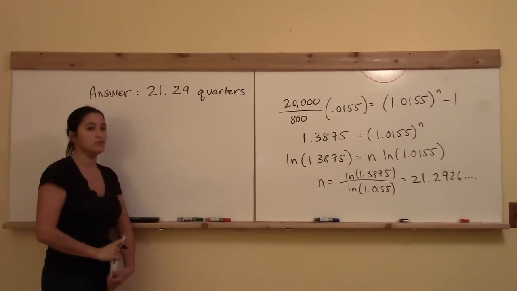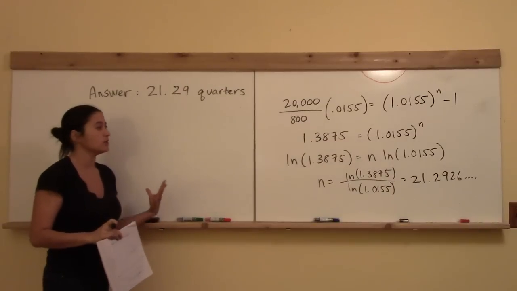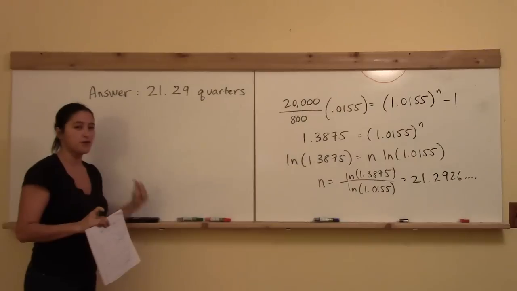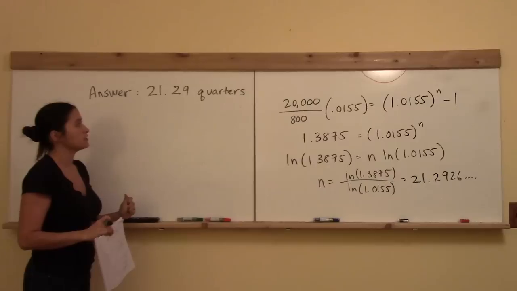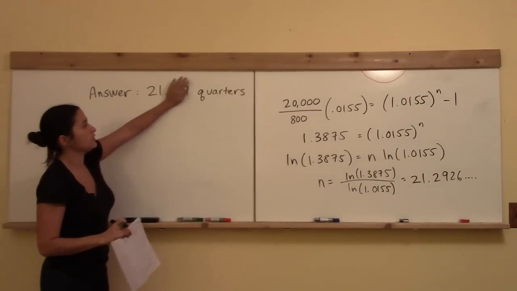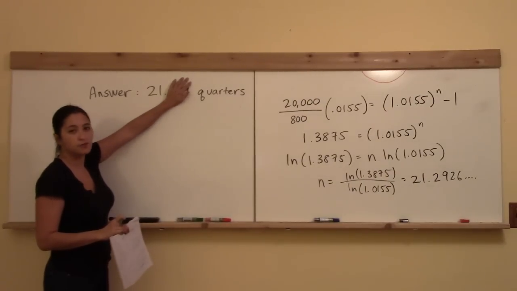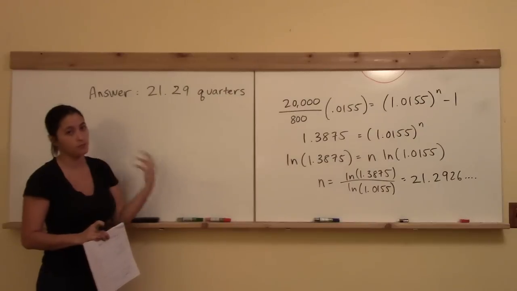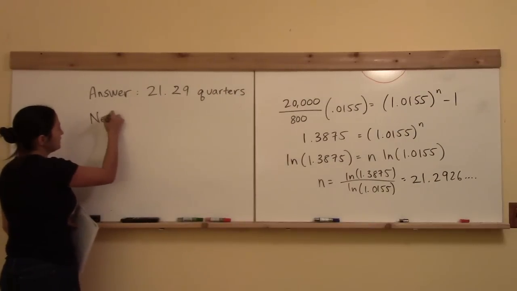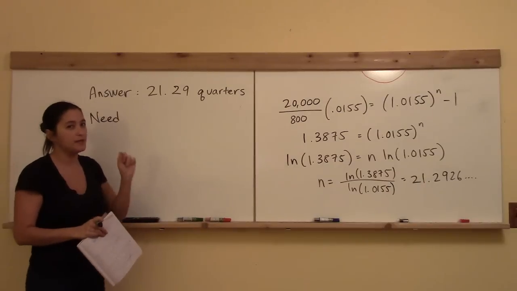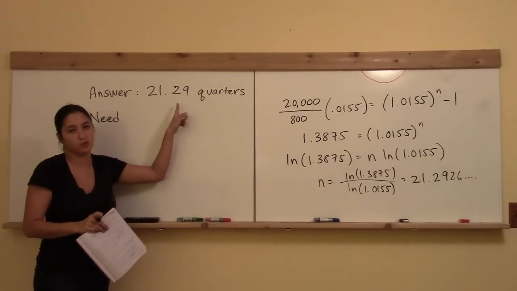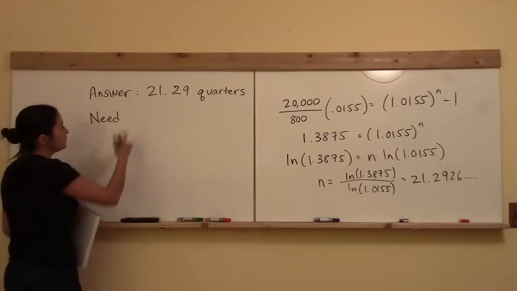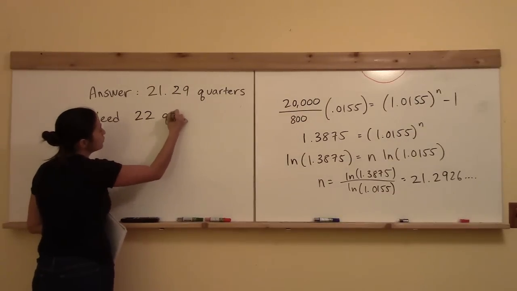Okay? Now keep in mind, an annuity is not a very flexible type of contract here. An annuity has fixed payments that occur at fixed regular intervals of, in this case, quarters. Which is to say, after 21 quarters, I will not have $20,000. After 22 quarters, I will have $20,000. I'll have more than $20,000. But the thing is, there's no in between. There's no payment that you just throw in that's 0.29 of a quarter. That doesn't happen in an annuity. You have to wait until the next quarter and then input your payment. So I need 22 quarters.